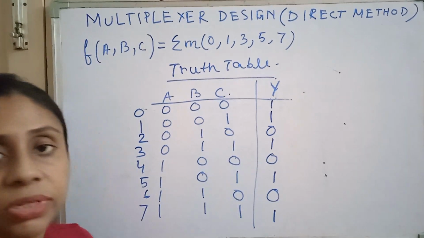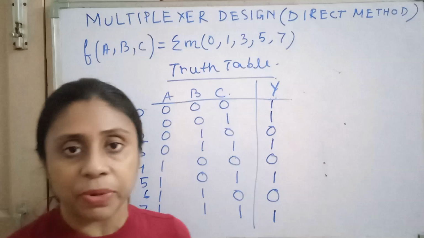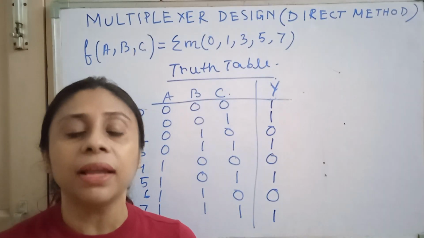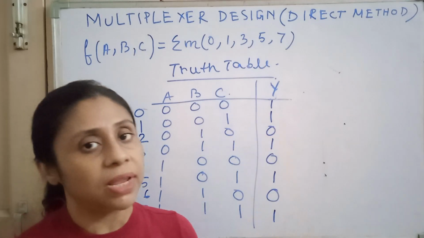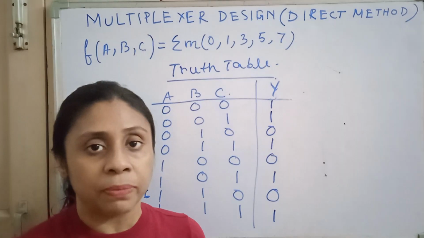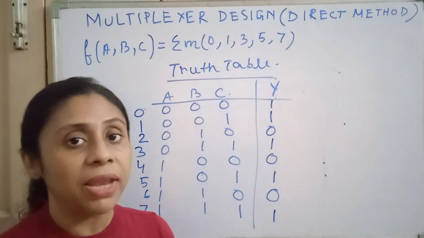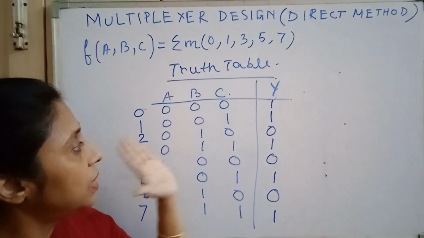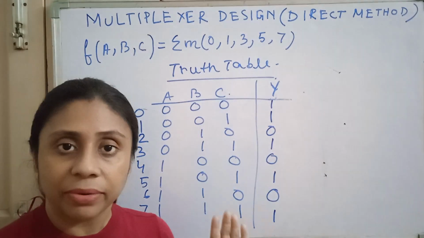So this is the truth table of this Boolean expression. Whenever you are designing a multiplexer, first of all you need to have the truth table from the Boolean expression. Then only you will be able to implement the circuit. Now we will implement this particular truth table by using a multiplexer, right?